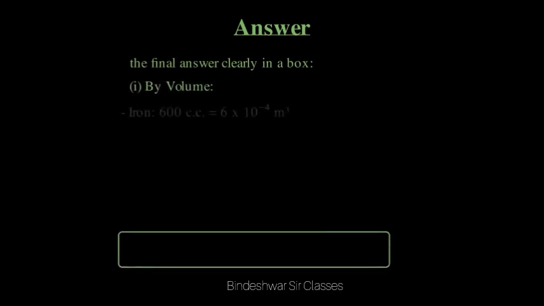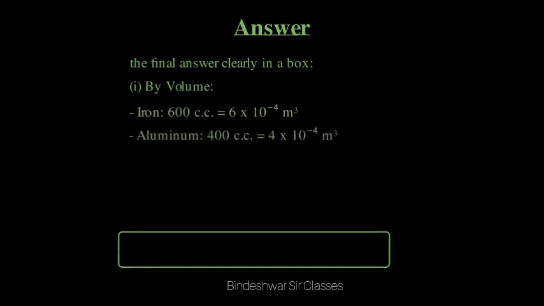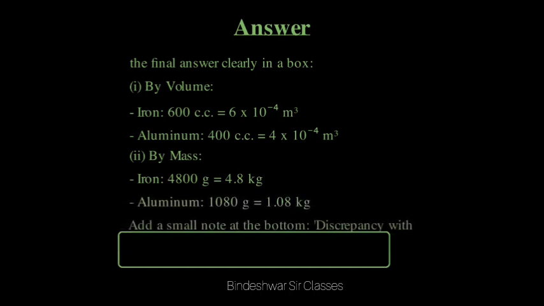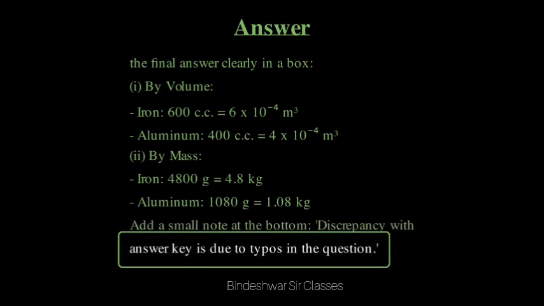To match the expected answer format, we convert to cubic meters. This is 6 times 10 to the power of minus 4 cubic meters for iron and 4 times 10 to the power of minus 4 cubic meters for aluminum. For part 2, the proportion by mass, we use mass equals density times volume. Mass of iron is 8.0 times 600, which is 4,800 grams, or 4.8 kilograms. Mass of aluminum is 2.7 times 400, which is 1,080 grams, or 1.08 kilograms.